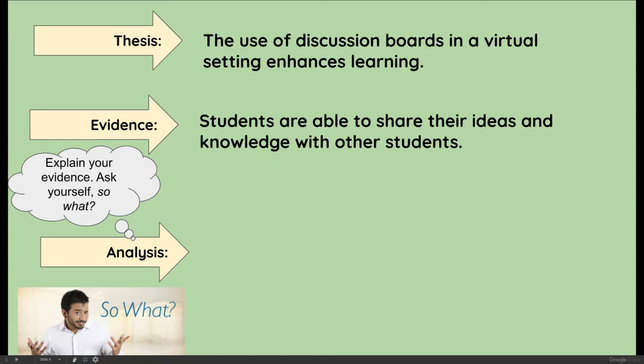Next one. Thesis: the use of discussion boards in a virtual setting enhances learning. Evidence: students are able to share their ideas and knowledge with other students. So then the question is, so what? Why is it good? First, why would this enhance learning? Think. And then explain.